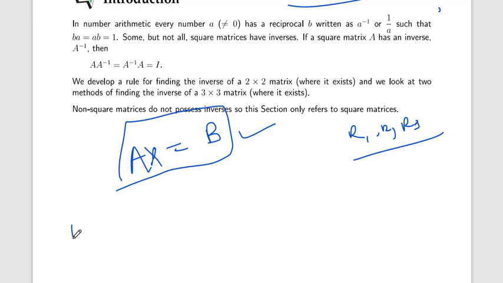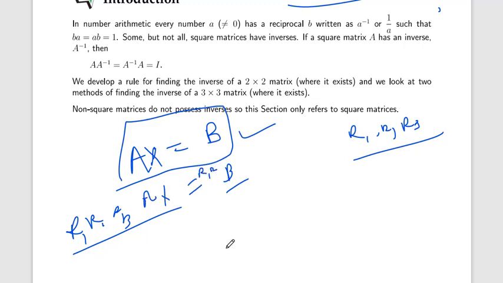Okay, so like we say R1, R2 and R3 did operation on matrix A, so that B will also be changed. Okay, if we apply row operations on both sides, B will also be changed. Okay, R1, R2 and R3.